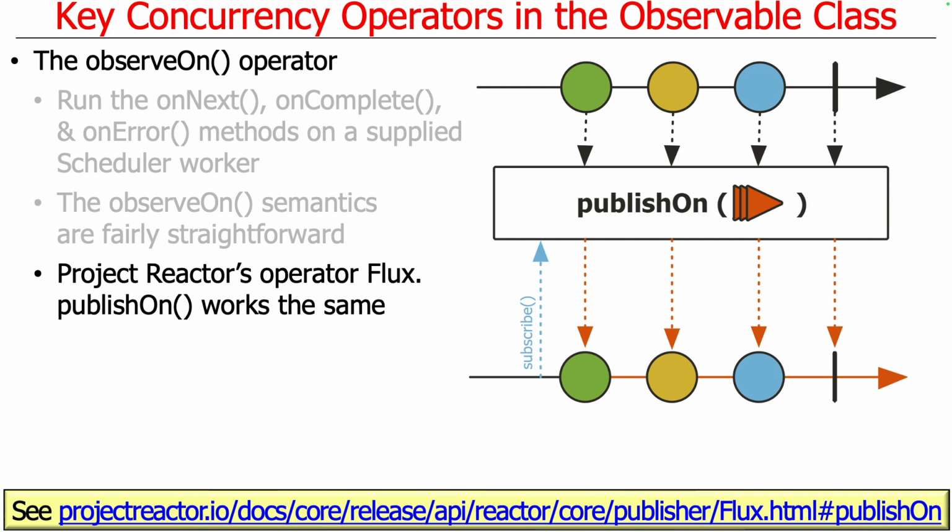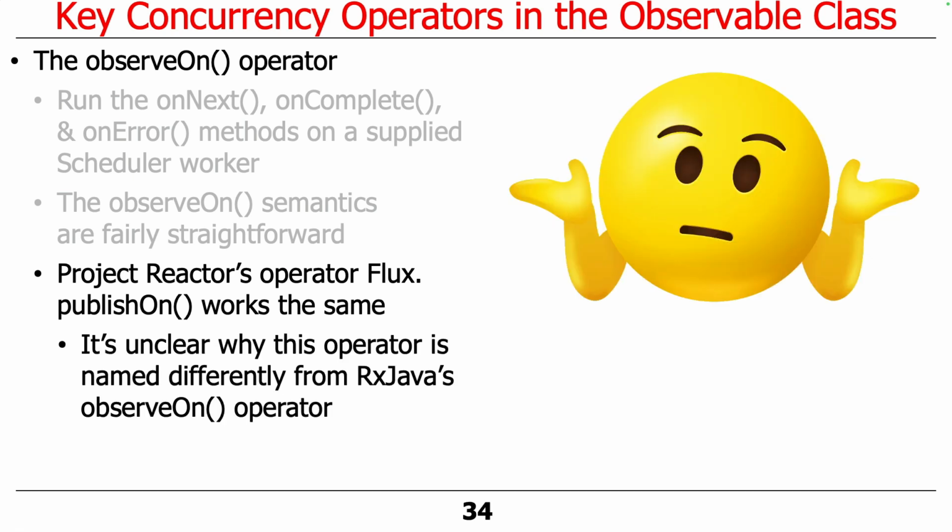Project Reactor has a publish on operator in its Flux class that has the same semantics as observe on. Not entirely clear why they changed the names. Both Project Reactor and RxJava have subscribe on. RxJava has observe on. Project Reactor has publish on. Those two mean the same thing, but they have different names. And it's not clear why.